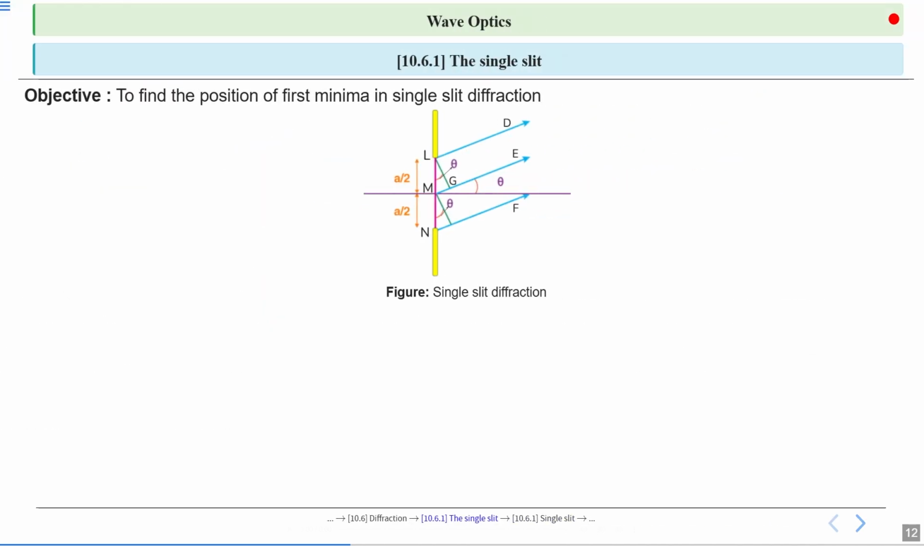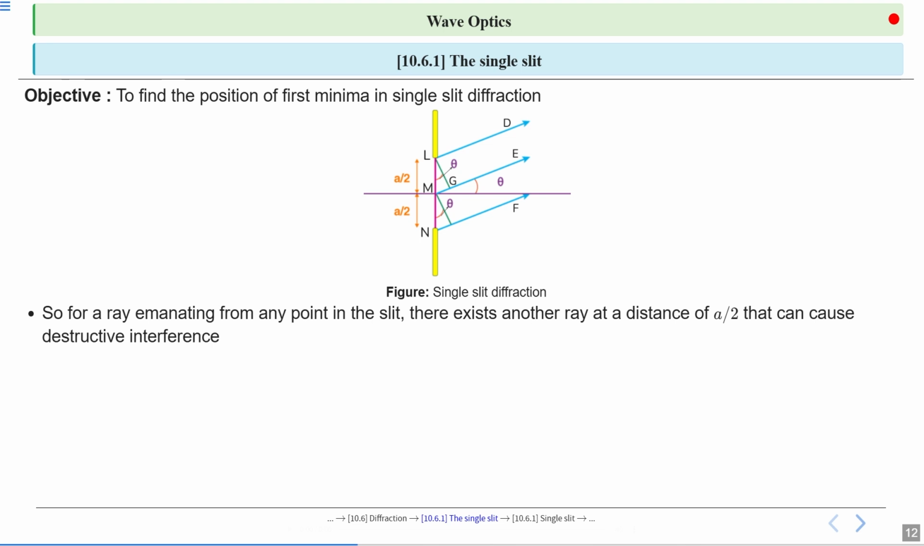So our objective is to determine the position of the first minima in this setup. Take a look at the diagram of single slit diffraction. Let's delve deeper into the concept of destructive interference. Imagine a ray of light originating from any point within the slit. For every such ray, there exists another ray at a distance of half the slit width, a upon 2, that can interfere destructively with it. This means that these two rays can cancel each other out, leading to a dark region or minima.